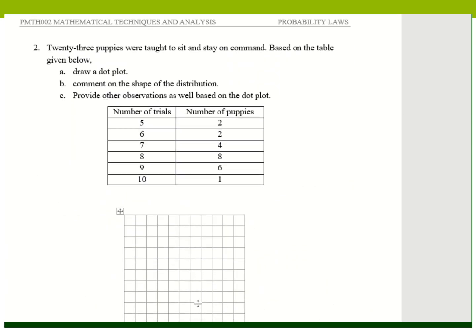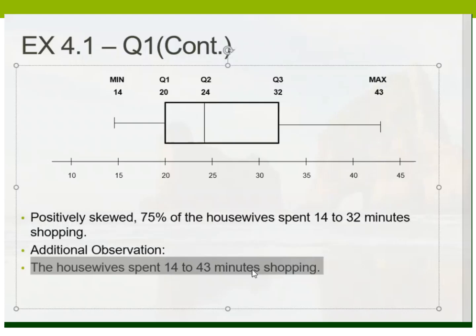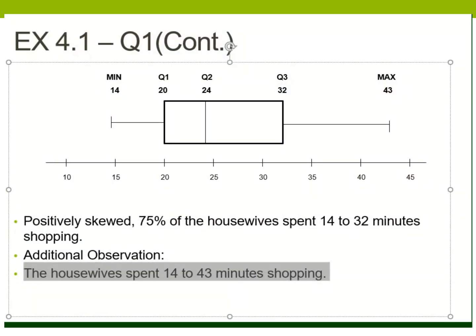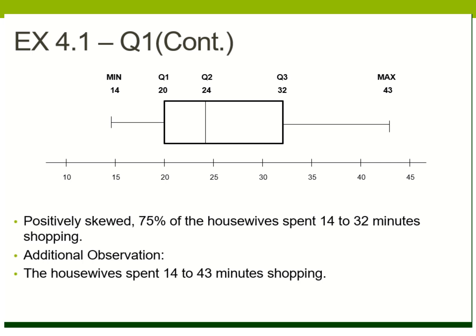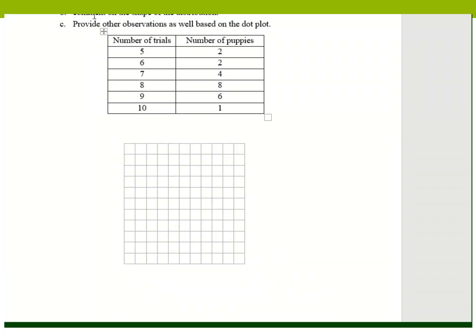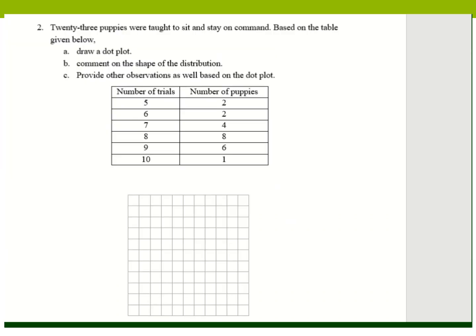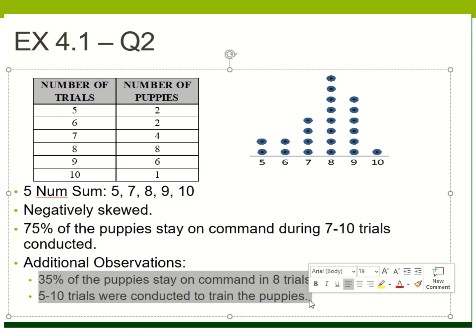Question 2, you're supposed to draw a dot plot. So you should be able to draw it now. You would have just done revision for your exam. All right, so you draw the dot plot, find the 5-number summary. What have they asked you here? Comment on the shape. So you comment on the shape of the distribution. Additional observation, you can just refer to my slides. Don't worry, you will not see this in your exams. It's just to show you what else the box plot can show you. That's all.